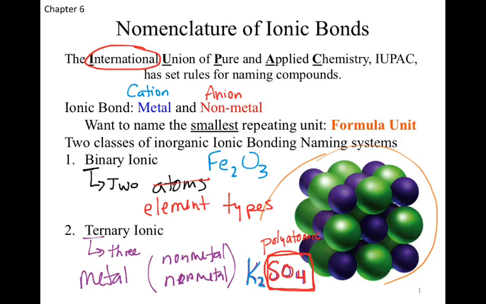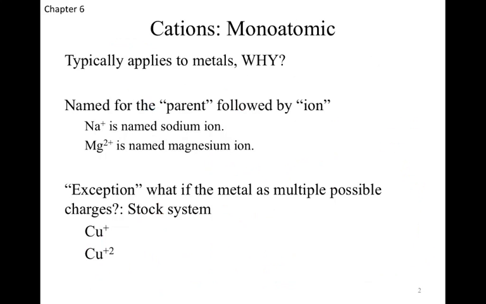Each of these have slightly different rules. I would probably go as far as to say the binary ionic is probably going to be the most difficult to go through and name. The ternary ionic really just requires memorization for those polyatomic ions, but you follow the same rules as the binary ionic. Okay, so let's go ahead and get started with how we can go through and start to name these.